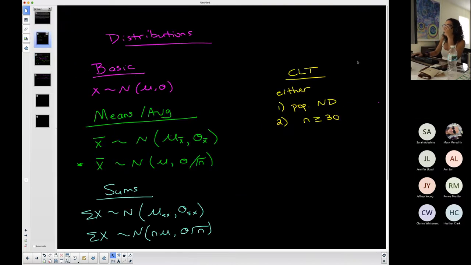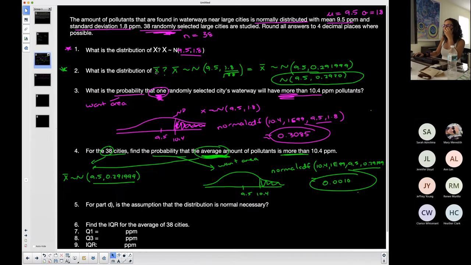Well, that's basically asking me about these. And it's not necessary. First of all, they tell me it's normally distributed and the sample size is greater than 38. So the answer to that is no. My central limit theorem is cool. I don't have to assume normality. They tell me it's normally distributed. My sample is greater than 38. I'm cool.